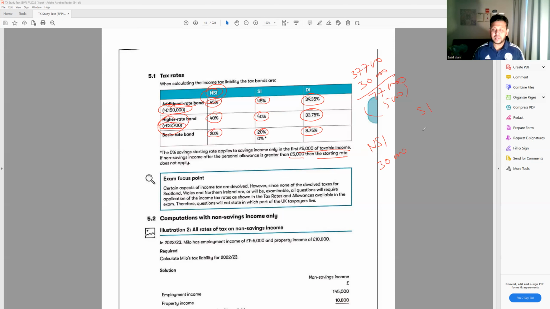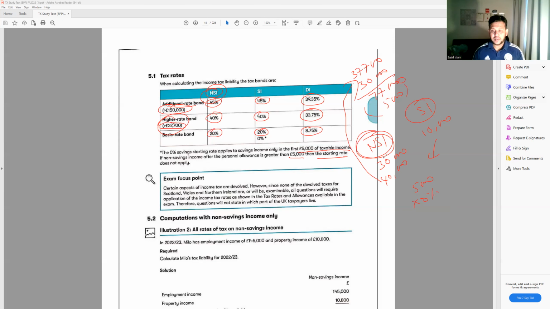For example, if your savings income is 10,000, then for the first 5,000 you'll pay 0 rate. But for example, if your non-savings income is 40,000, that means it is more than 37,700. In this case, if your savings income is 10,000, you will not get any 0 rate because all the basic band is already covered by the non-savings income.